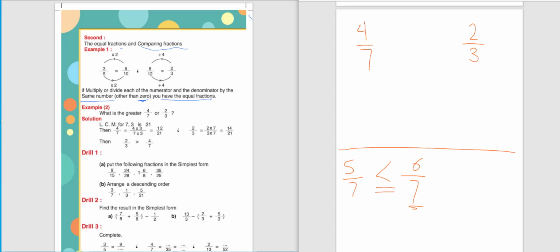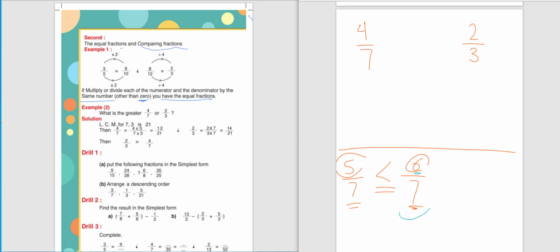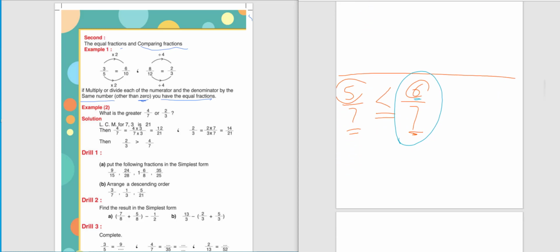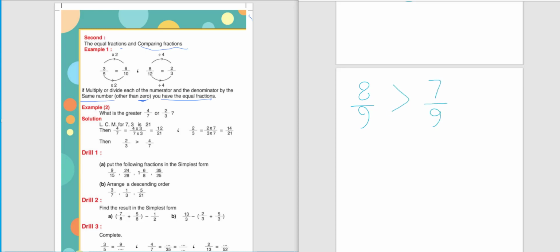So when we have the same denominator but the different numerator, the greater numerator is the greater fraction. Okay? Here we have 8 over 9 and 7 over 9. So the greater is 8 over 9.